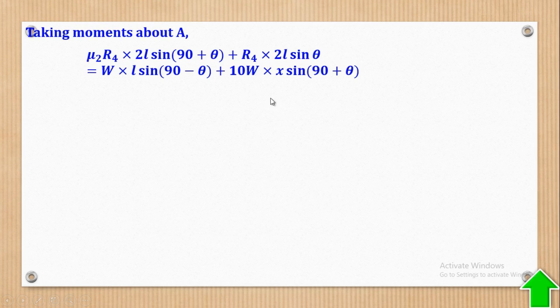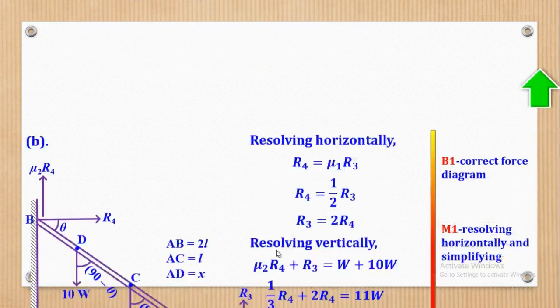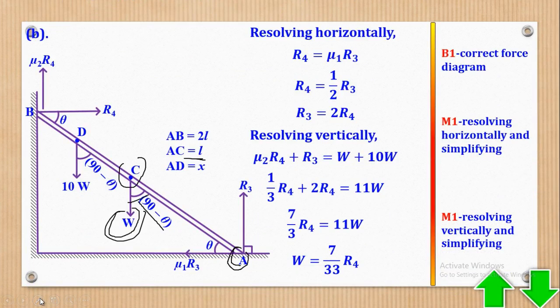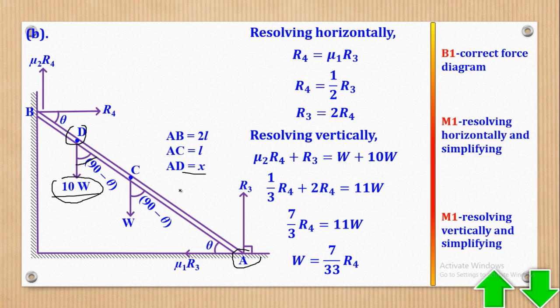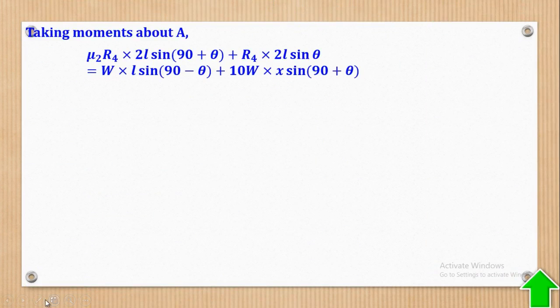So that is where this is coming from. Next is this 10W. So for 10W, the force is 10W and it originates from point D, meaning the distance from the pivot to point D is X, AD is X. Then the angle between the force and the ladder is 90 minus theta, meaning the moment will be 10W times X times sine 90 minus theta. So that is where this is coming from.